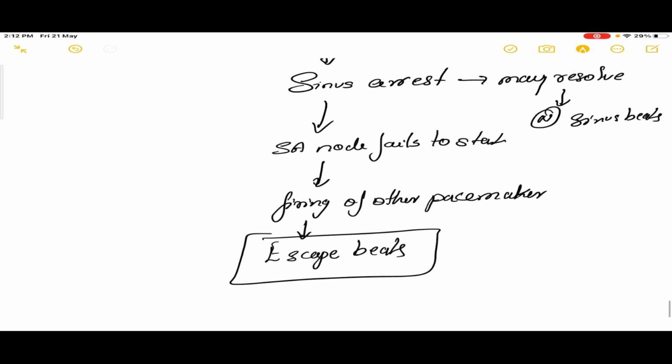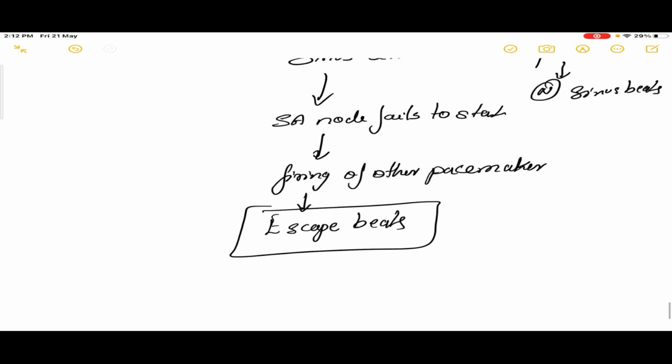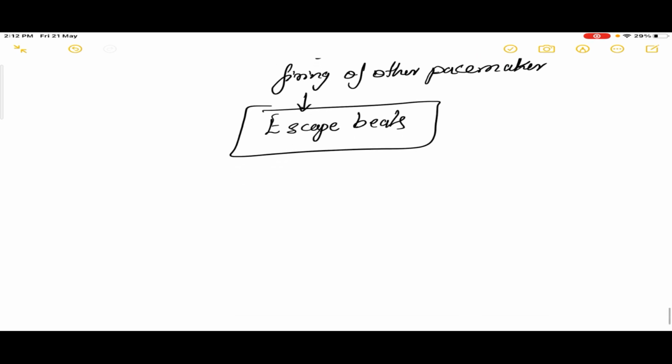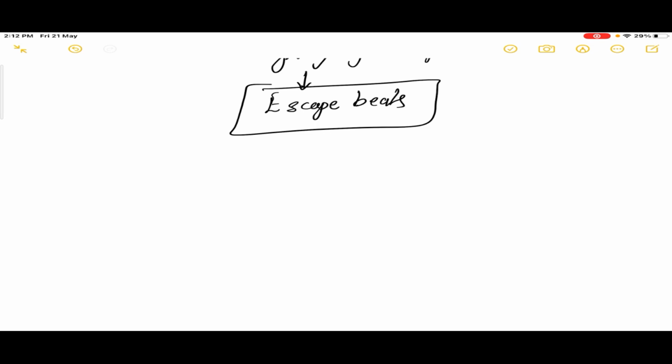Normally, pacemakers other than the SA node are kept under the inhibitory control of the SA node. Since in sinus arrest the SA node fails to resolve and start again, these other pacemakers escape the inhibitory control of the SA node, and hence it is called escape beats. Escape beats can be atrial, nodal or ventricular escape beats.